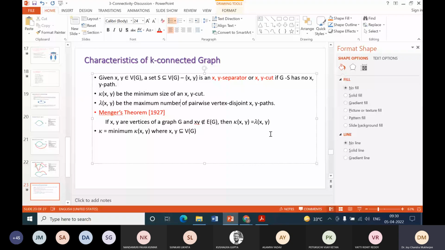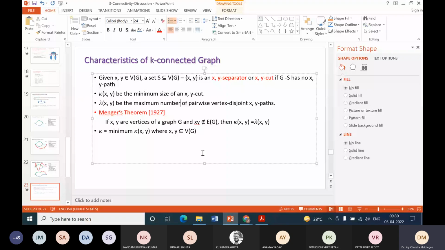There are 4 cases, I think. The 4th case में कुछ proof में problems है, बाकी चीजें तो ठीक था. But it is a very important theorem, Menger's theorem, which says that if you take any two non-adjacent vertices in the graph, then the minimum size of the XY cut is equal to the maximum number of pairwise vertex disjoint XY paths.